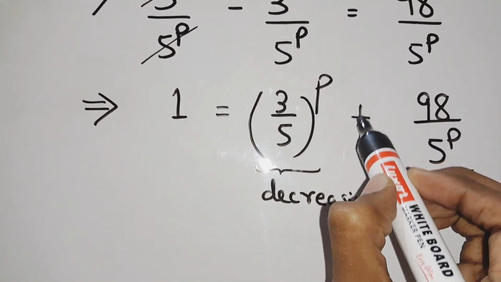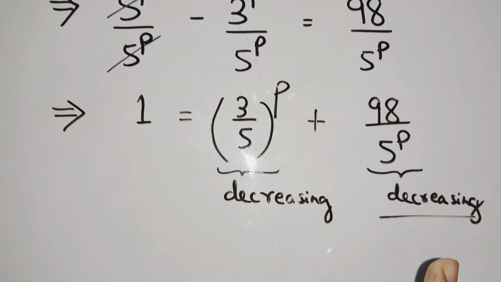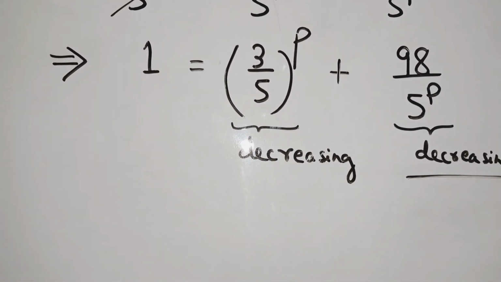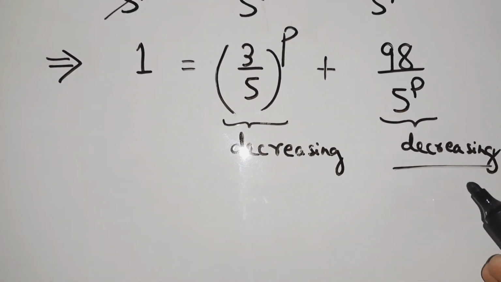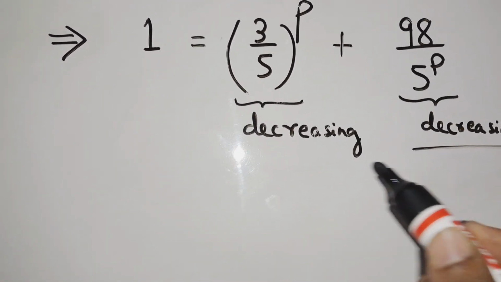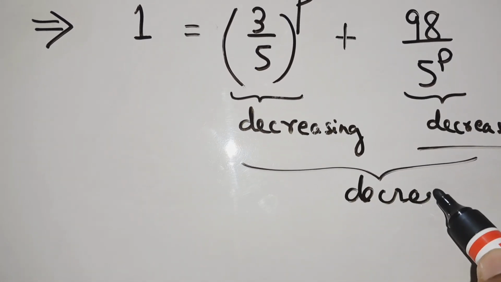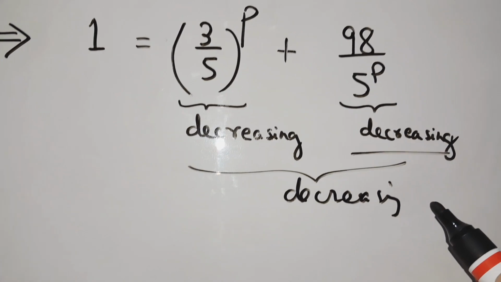Now shifting to this side, we will get this one. Okay, 1 equals 3 by 5 to the power p plus 98 by 5 to the power p. Now this is decreasing, this is decreasing. The sum of these two decreasing functions will again be decreasing. Okay, this we can easily show. How can we show? By calculus.